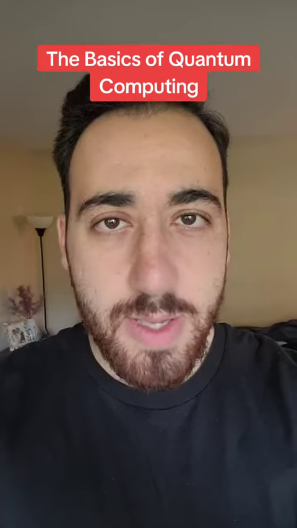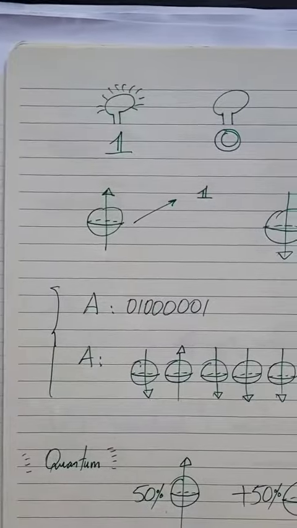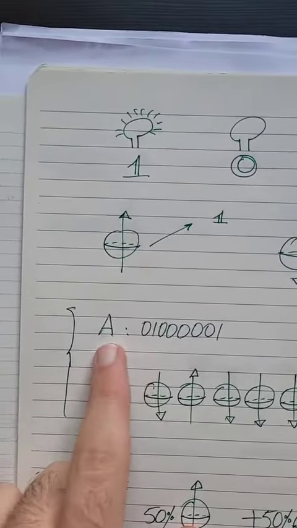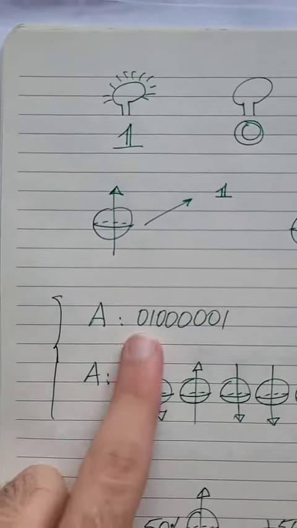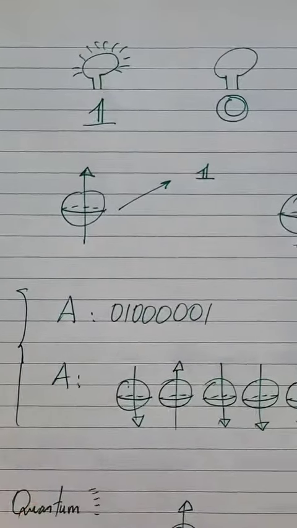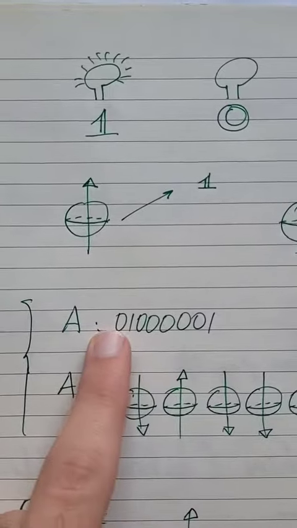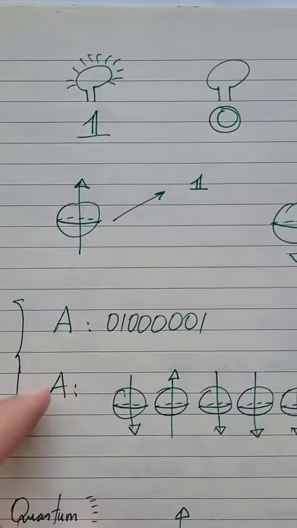This is the basics of quantum computing. Before we get quantum, let's get classical. First, how do I store the letter A on a computer? Well, on a computer, I can store it through a series of zeros and ones. These zeros or ones are called bits, and they can either be a 0 or a 1. Therefore, they are binary bits.